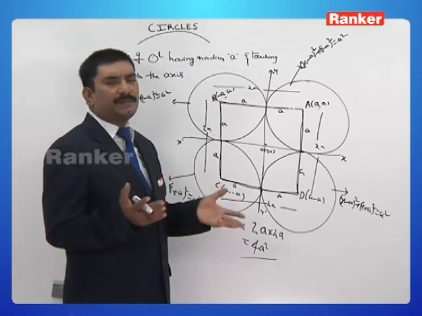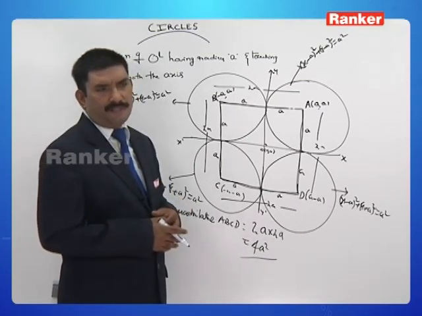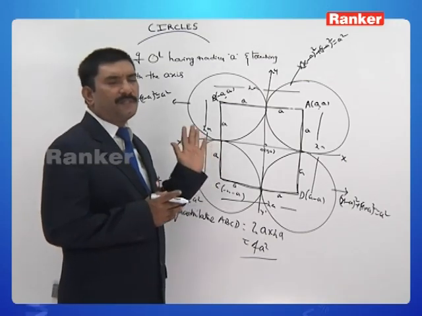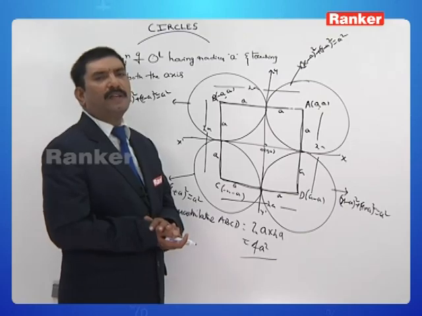If the radius is 2, then 4 into 4, it's 16. When the radius is 3, then 4 into 9, it's 36. This is the discussion about circles touching both the axes.